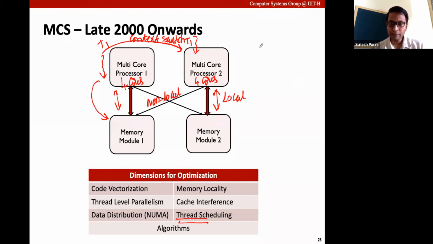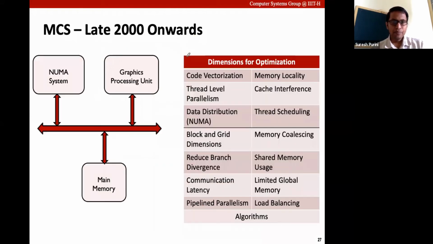Good questions. And if you think the story is over, no. On a server class machine, you will have a NUMA system, that is a multi-processor system, and then there will be a graphics processing unit.